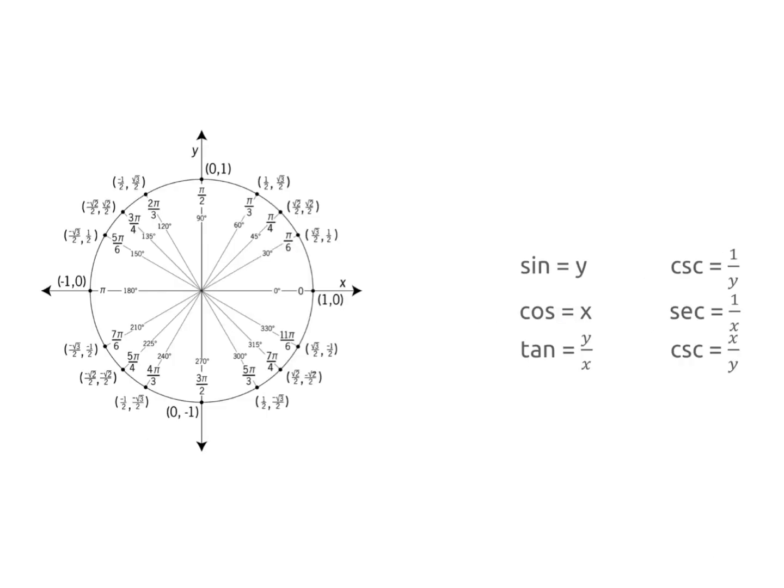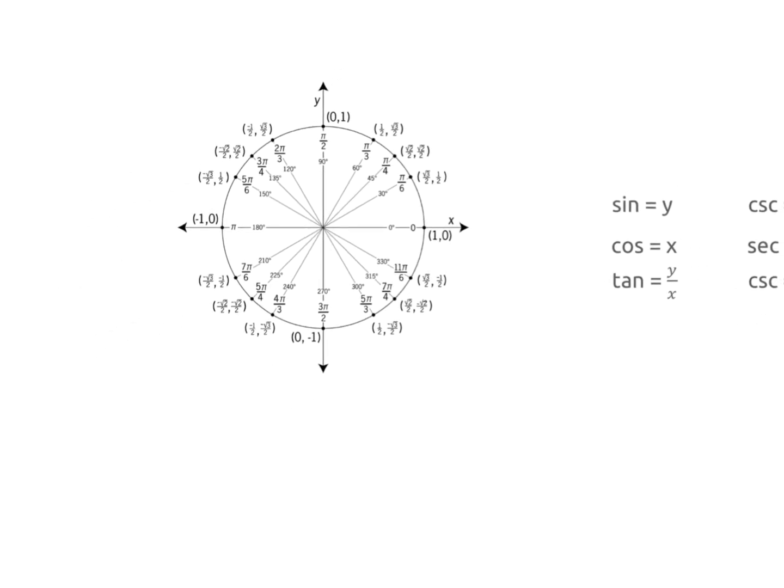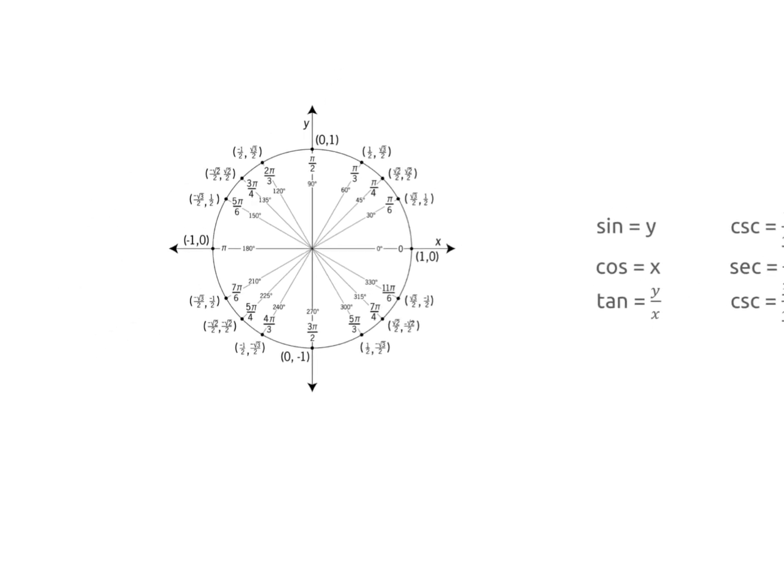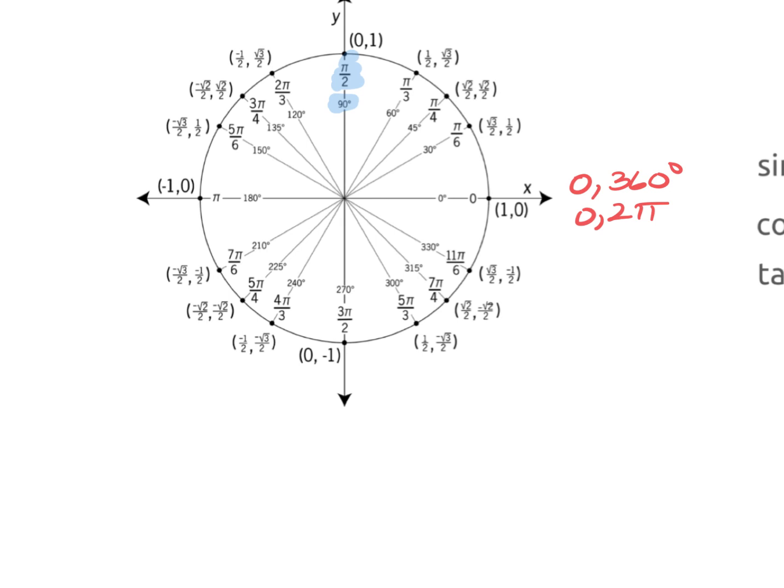So here's another picture. I just added a picture of a unit circle to a blank slide. Before, these angles that were on each one of the axes, this was 0 and 360. Now this is 0 and 2 pi. Up here, this top one is 90 and pi over 2. Over here, this is pi and 180.